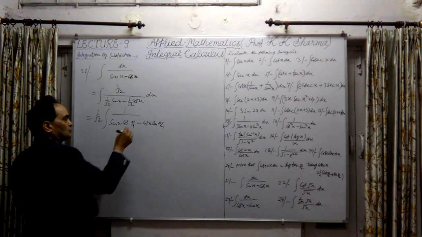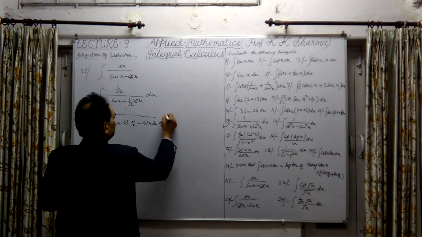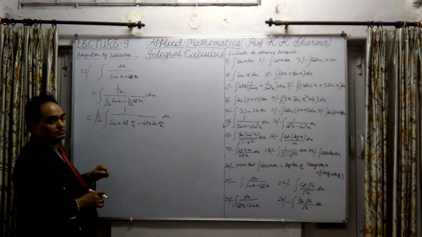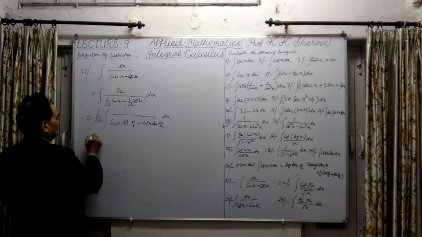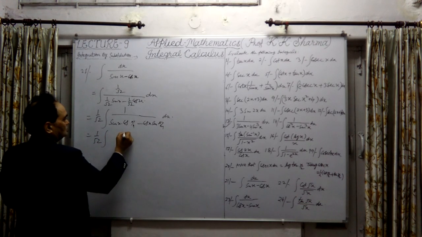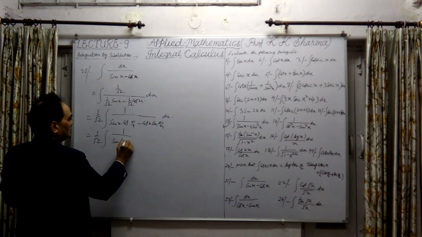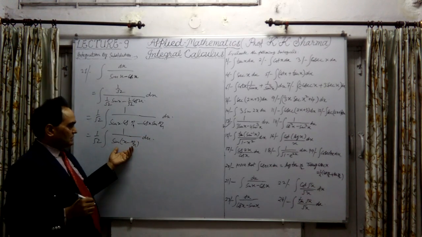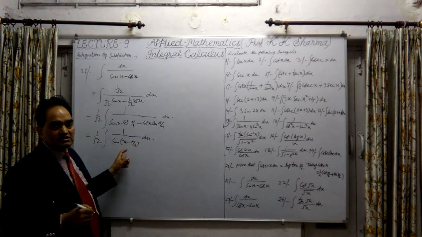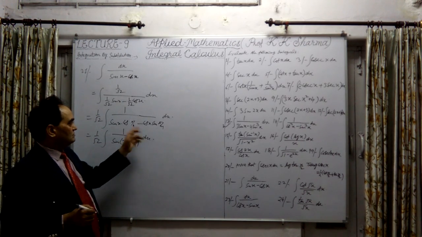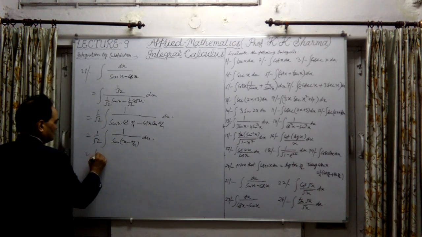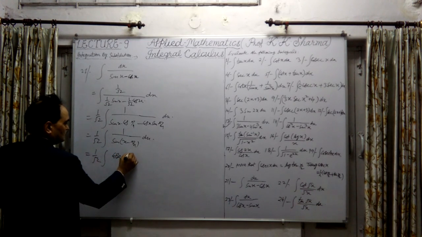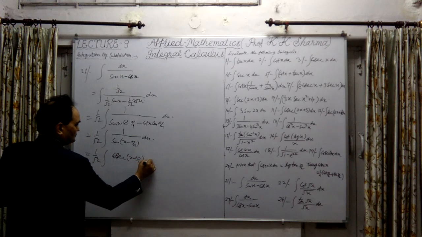Sin pi/4 is also 1 upon root 2. Okay, so this is dx. Now, sin a cos b minus cos a sin b is sin(a minus b). It is nothing but 1 upon root 2 times 1 upon sin(x minus pi by 4). This is the formula for sin(x minus pi by 4), which you can open as sin a cos b minus cos a sin b, same formula. It is nothing but 1 upon root 2 times cosecant (x minus pi by 4) dx.